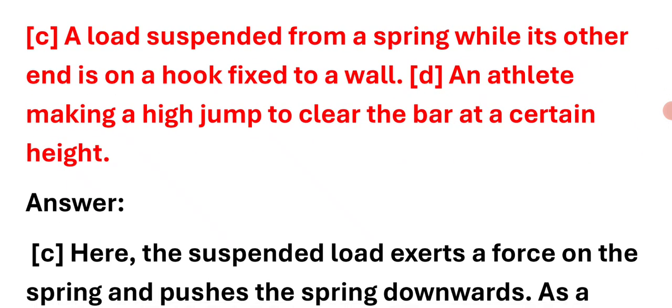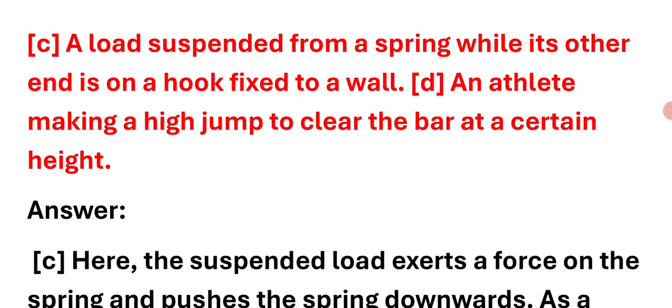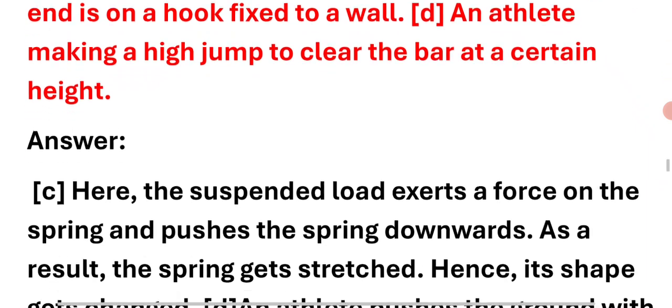A load is suspended from a spring while its other end is fixed to a wall. Here the suspended load exerts a force on the spring and pushes the spring downwards. As a result, the spring gets stretched, hence its shape gets changed. In the next one, an athlete makes a high jump to clear the bar at a certain height.